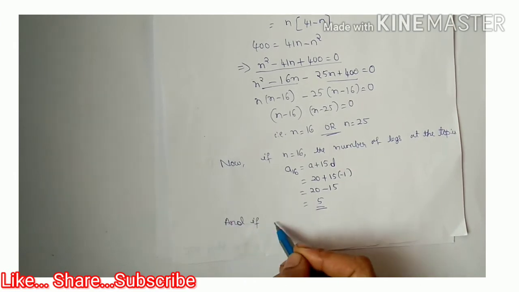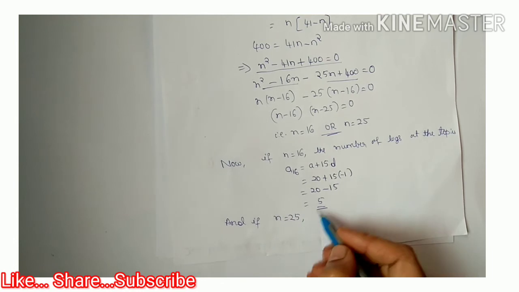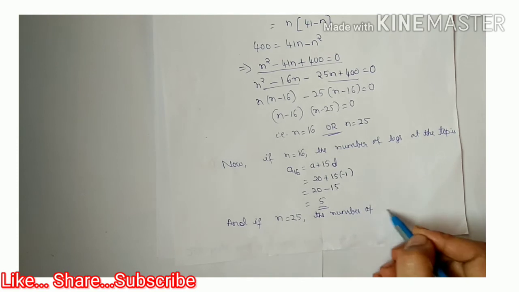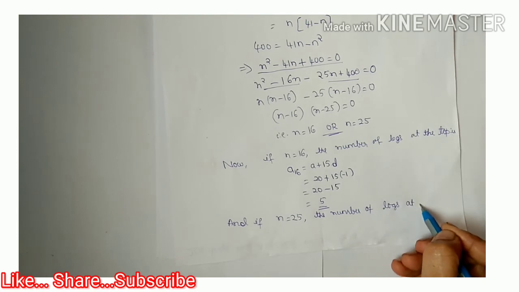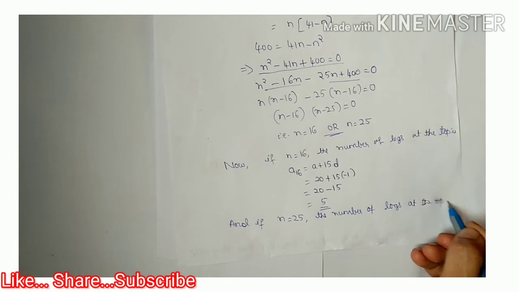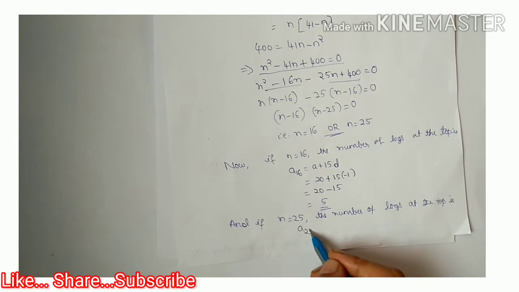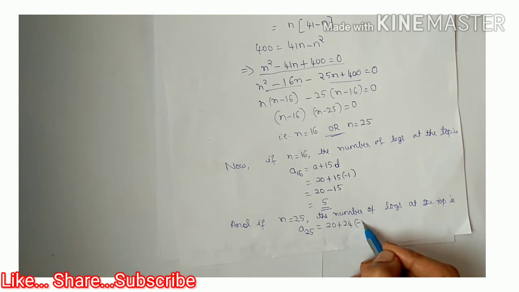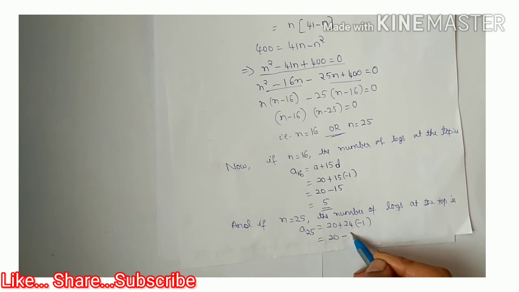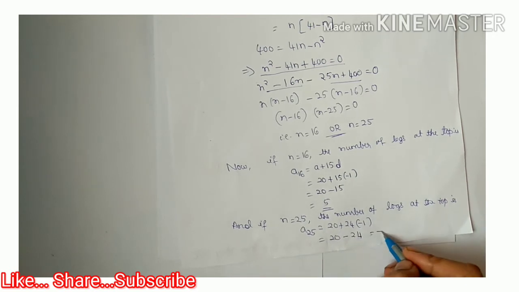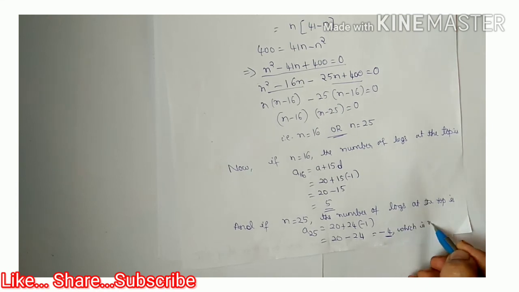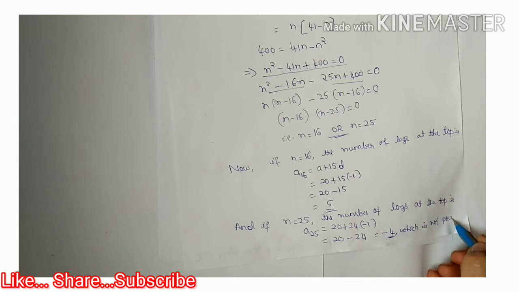Next case, if n is equal to 25, the number of logs at the top is a25, which is a plus 25 minus 1 into d, a plus 24d, 20 minus 24, which is minus 4. This is not possible. Minus 4 is not possible.